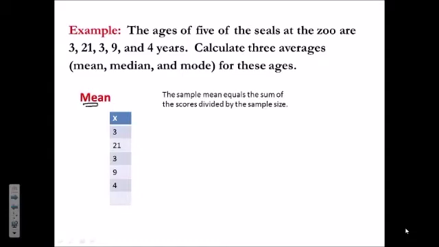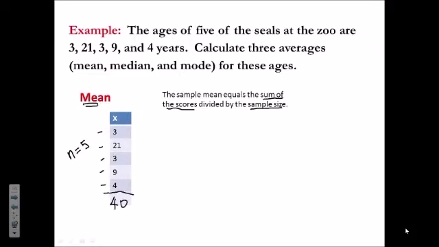Calculating the mean. The mean equals the sum of the scores divided by the number of scores, or the sample size. Well, how many scores do we have here? 1, 2, 3, 4, 5. So the sample size is n equals 5. We're going to consider this a sample. The sum of the scores you get by adding all the scores together.